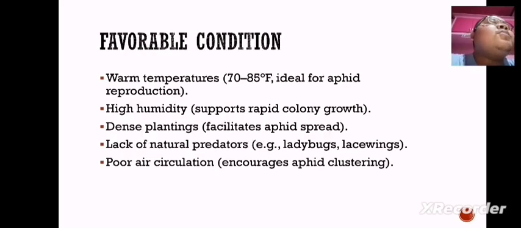So ano ba yung mga favorable conditions para mag-develop itong mga aphids na ito? So we have here the warm temperatures, 70 to 85 degrees Fahrenheit. This is ideal for aphid reproduction. So they like warm temperatures, no? Mataas na humidity. It supports the rapid colony growth of the aphids. Dense plantings facilitate aphid spread, no? Nagsaspread sila pag masyadong dikit-dikit, masyadong dense, no? Lack of natural predators like ladybugs and lacewings. Poor air circulation, okay? Encourages aphid clustering.